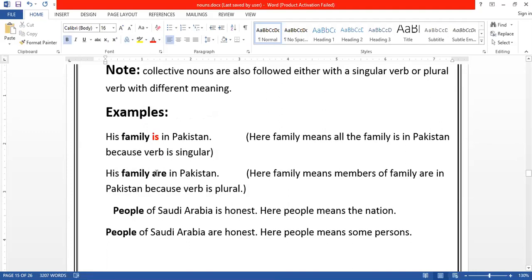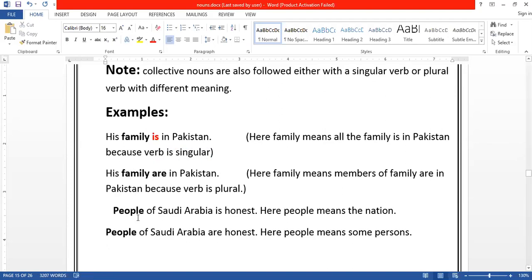But if you use a plural verb, like in this, his family are in Pakistan, what does it mean? It means that some of the members are in Pakistan, and some of the members are in another country as well. Like all family members are not living in Pakistan. It refers that some people are living in Pakistan and some people are not. They are living abroad and in any other country.